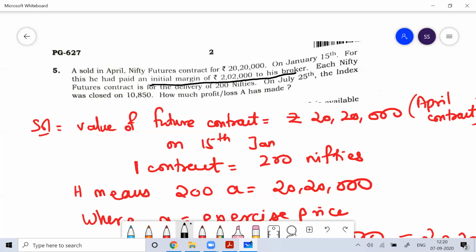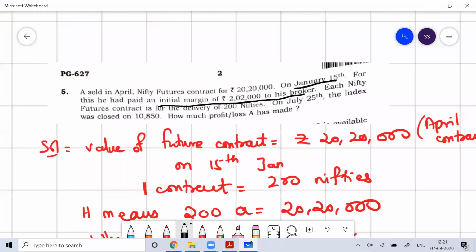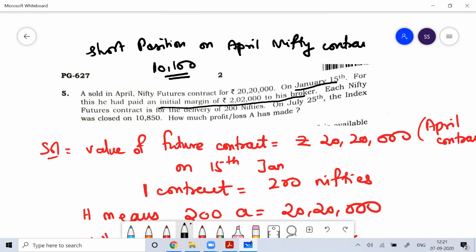So on 15 January, the day you took the Nifty future contract, the Nifty was trading at 10,100. So you have taken short position on April Nifty contract at 10,100. Okay, so you can see sold. So sold means short position.